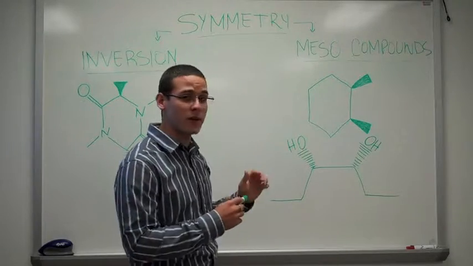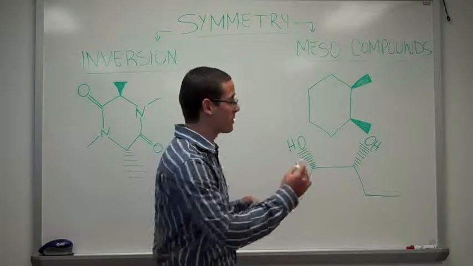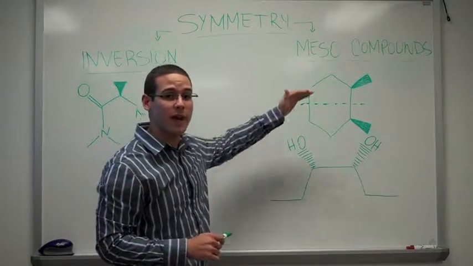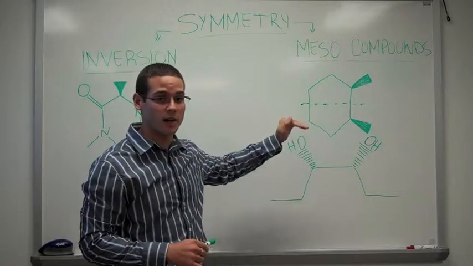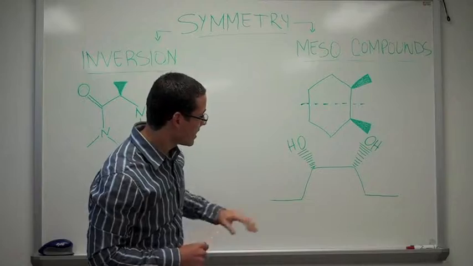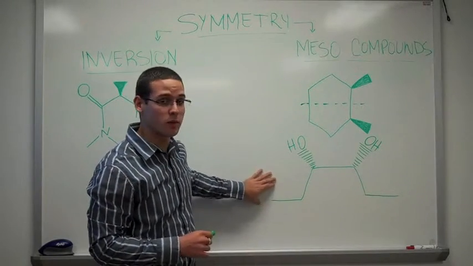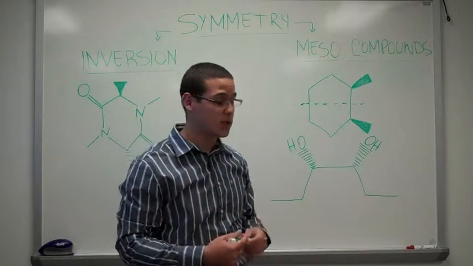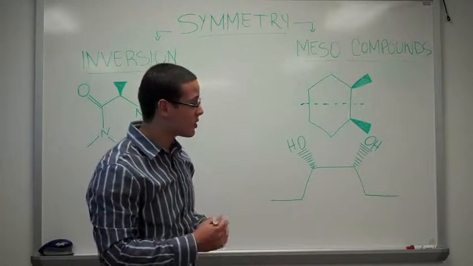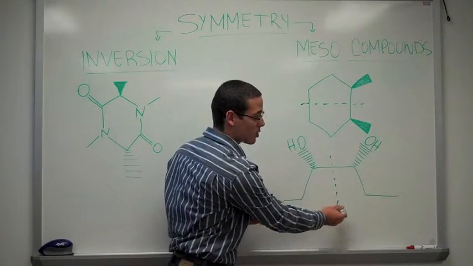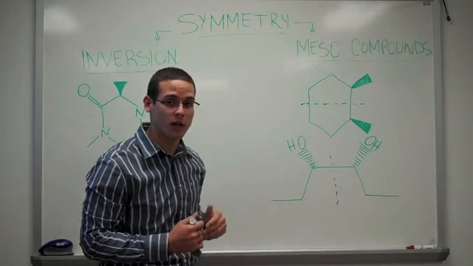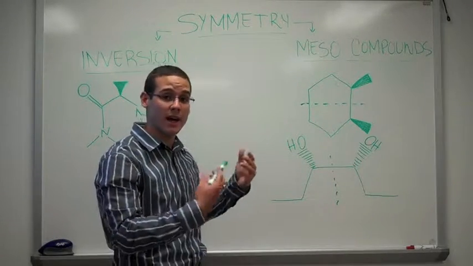Now, if we divide the compound in half, we see that the 2 halves reflect each other. This makes the compound achiral. Now, in this bottom molecule, we see the same characteristics. We see 2 atoms going in the same direction. So if we divide the molecule in half, we see that the 2 halves reflect each other. So again, it's an achiral molecule.